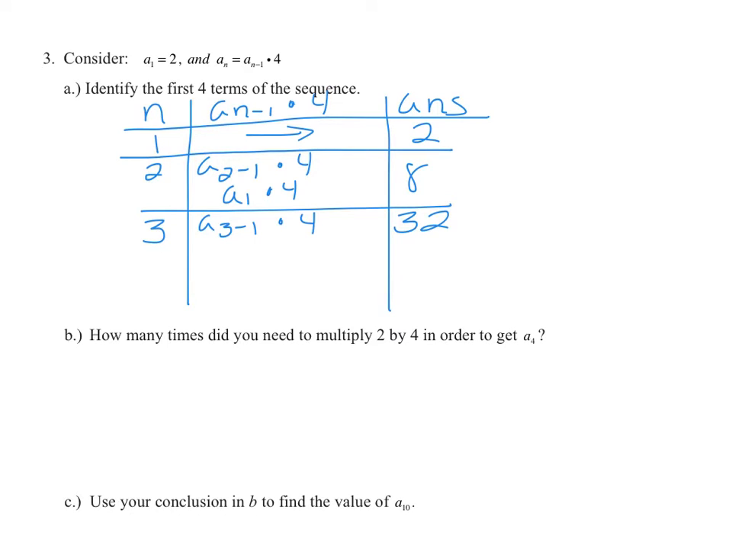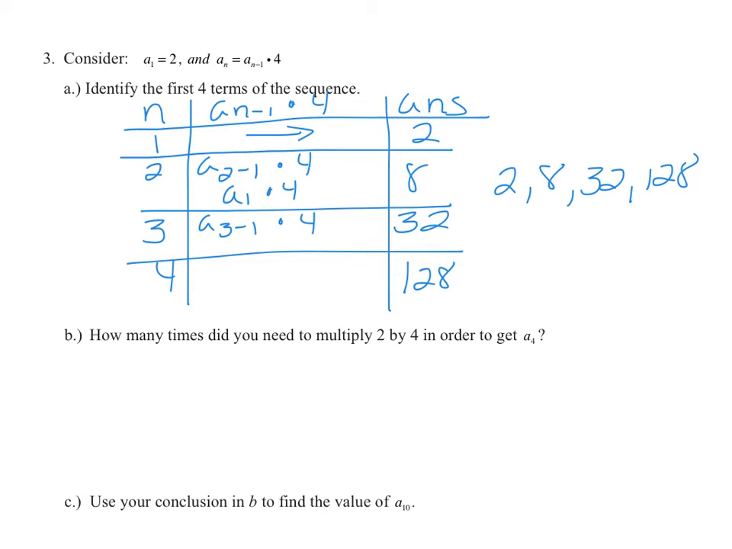It's recursive, so let's see if we can get the fourth term done without doing the math. It looks like I'm multiplying the first one by 4 to get the second, by 4 to get the third, by 4 to get, you're right, 128. So the first four terms would be 2, 8, 32, and 128.